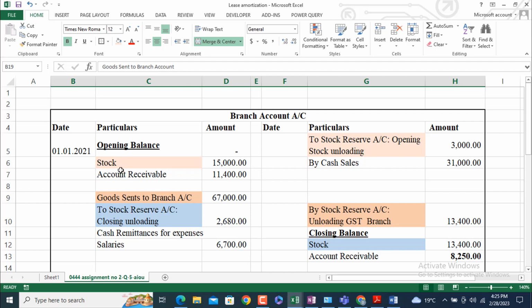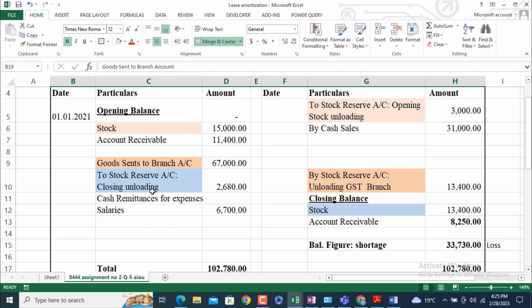So the opening balance of stock is as on 1st January 2021. Two pieces of information are given regarding stock and accounts receivable: 15,000 at invoice price, and goods sent to branch account 670,000 at invoice price. And this is a calculation that I have done here for the stock reserve account, closing and loading. This is the stock that we have sent to the branch. So these two transactions are interrelated. So this is the loading. No, sorry.